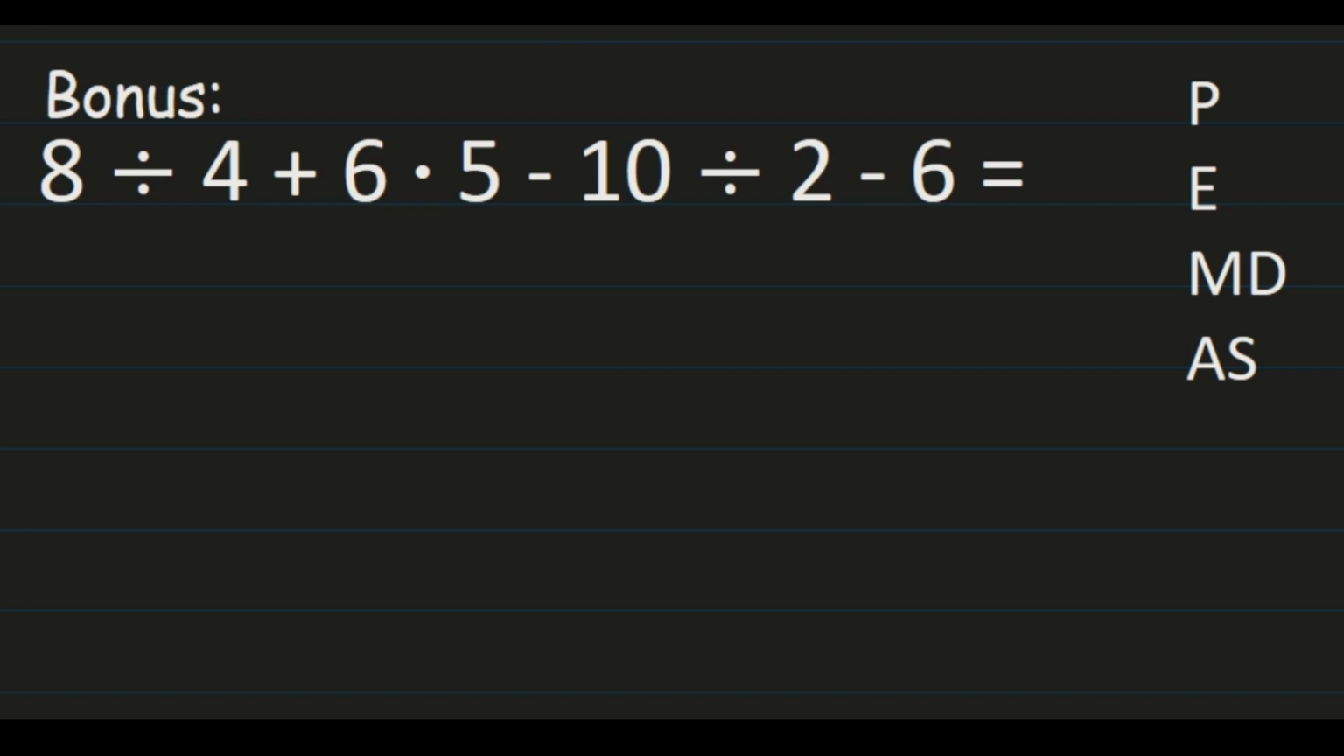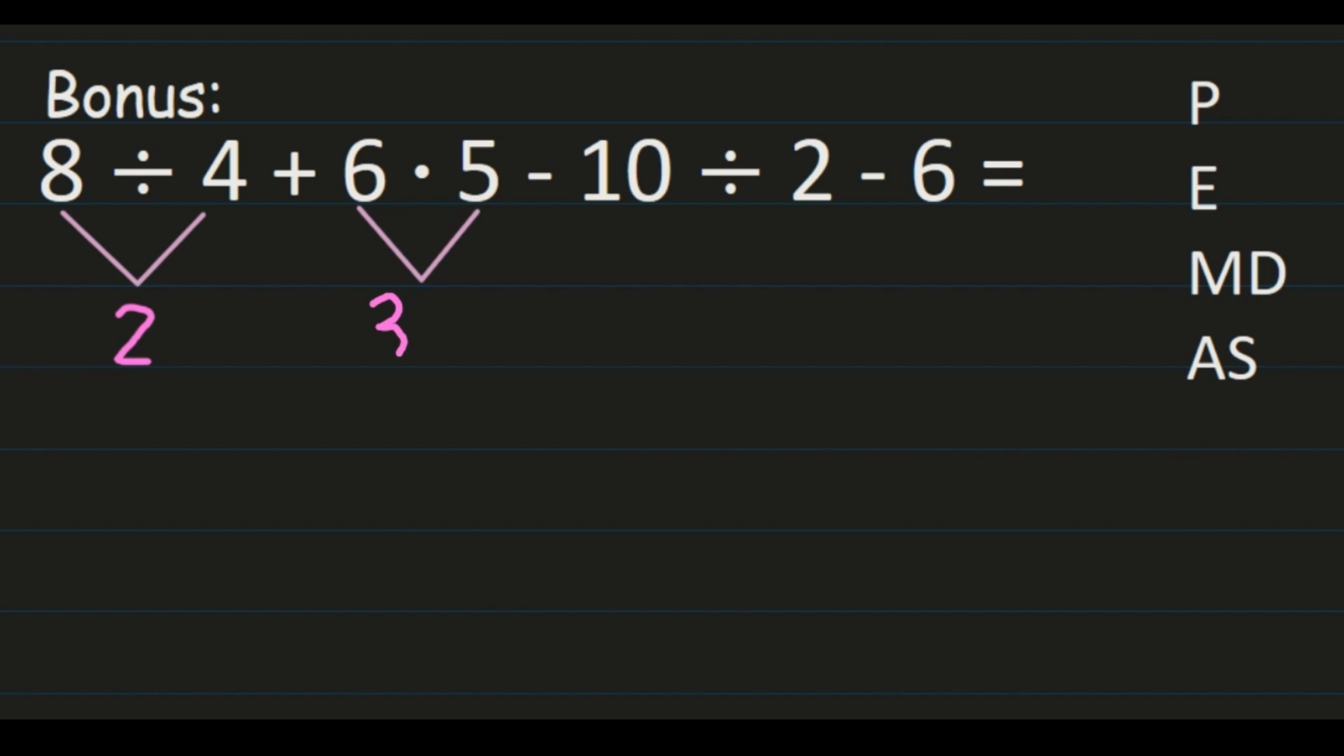Our steps are still going to be the same. Do you have any grouping symbols? We don't. Then we're looking for exponents, and I don't have exponents in this problem either. So I'm on multiplication and division starting on the left. The first place I see division is with 8 divided by 4, and 8 divided by 4 is 2.